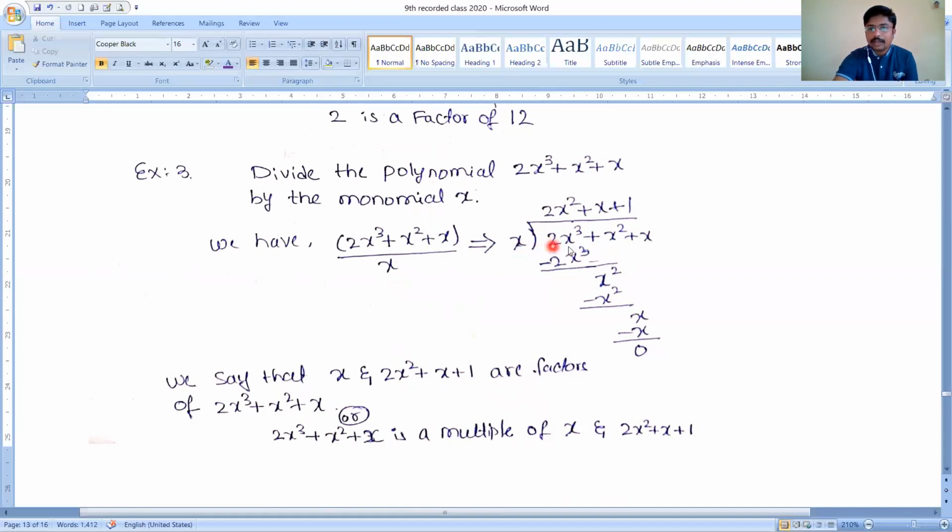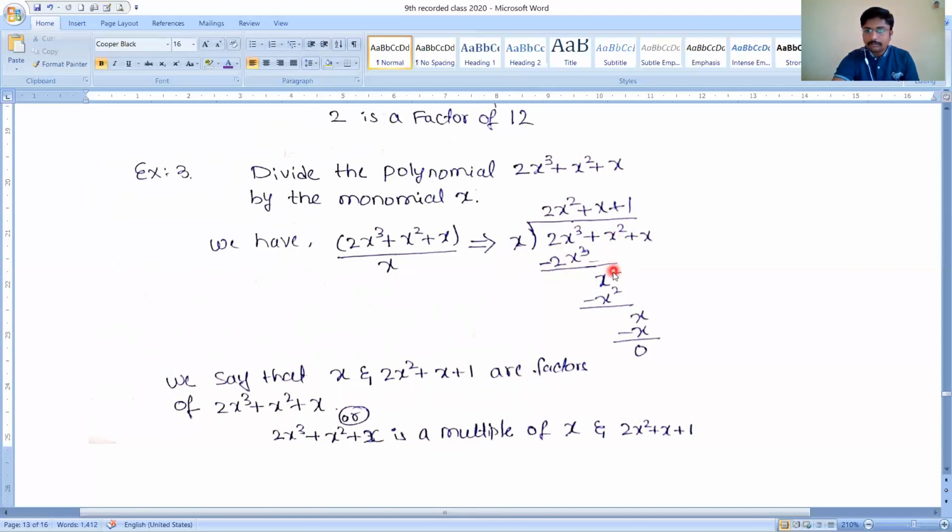Okay, what we are having here, if you divide it by x, meaning 2x cube divided by x, we will get 2x square, which is the first term of the quotient. Later you can divide with the next term of the divisor, but here we only have a monomial, so it ends. Now subtract: 2x cube minus 2x cube is 0.